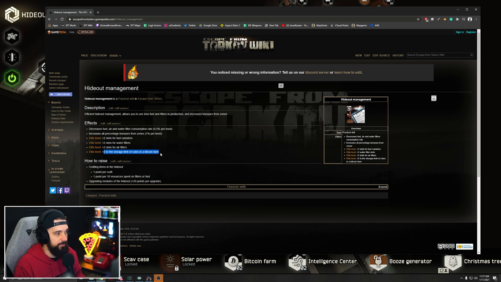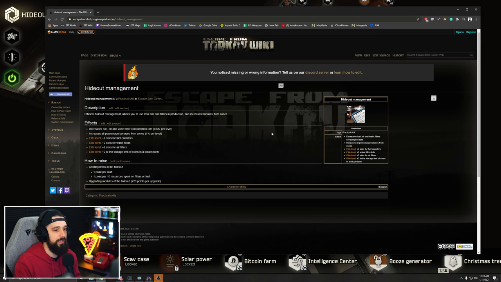So it definitely doesn't make as big of a difference, because even at 50 cards, it still takes 7 hours a coin or something like that. But if you get hideout management level elite, you have 2 extra slots, which means you don't have to check Tarkov quite as often, and you're making mad money.